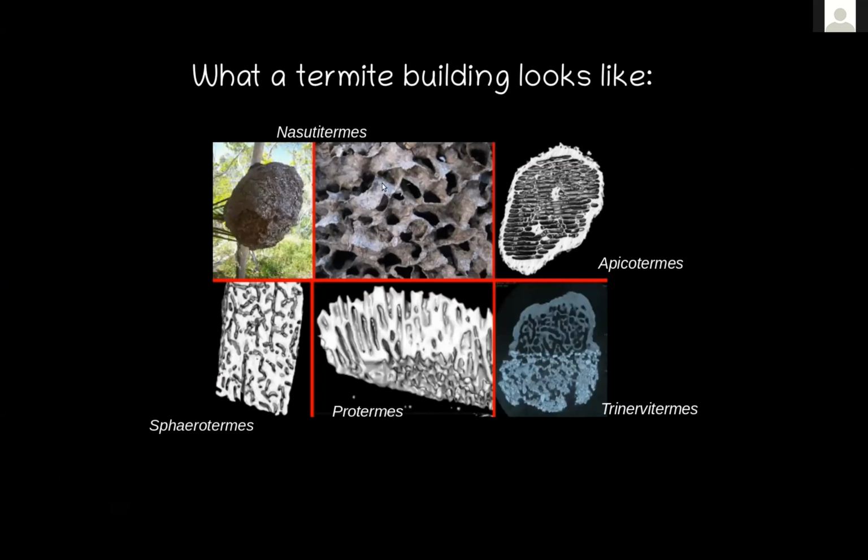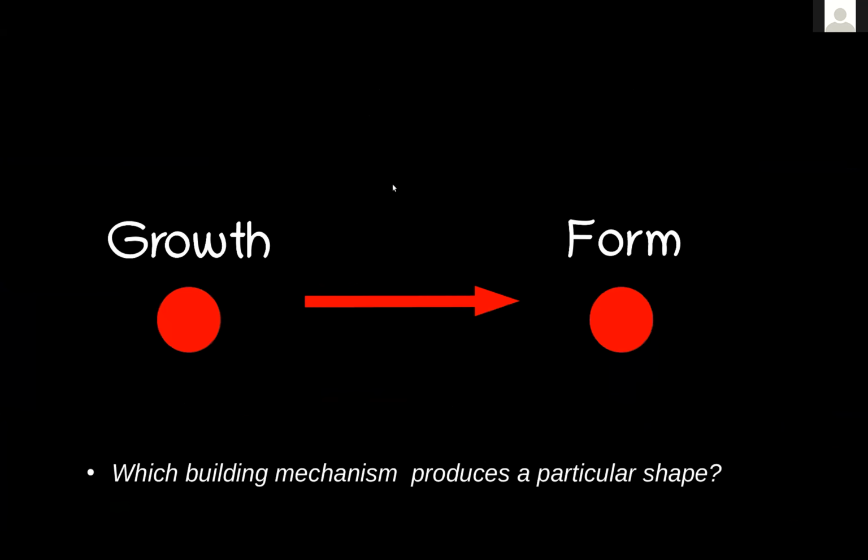You are probably familiar with the fact that termites can build fantastic structures, which are very impressive, and maybe also with the fact that their shape can change a lot according to the species and place where this structure appears. The main question of our project was trying to establish a relationship between growth and form, so how growth mechanisms can lead to a certain final shape.